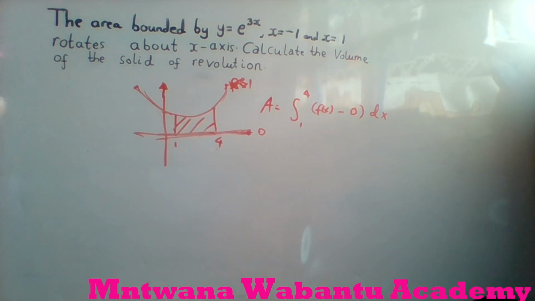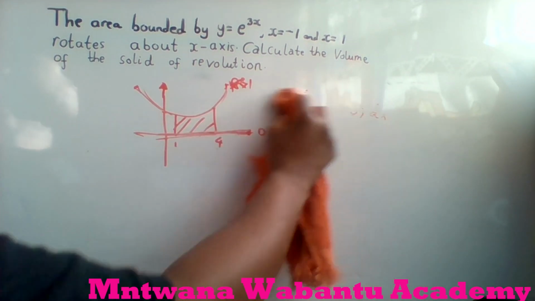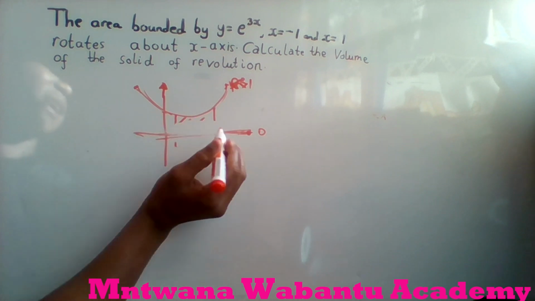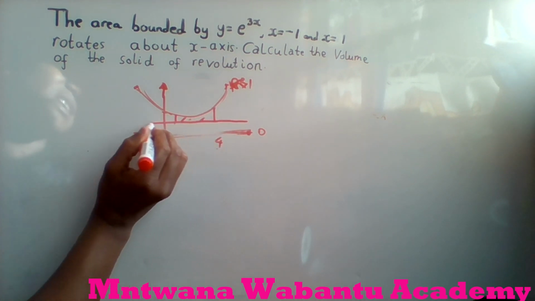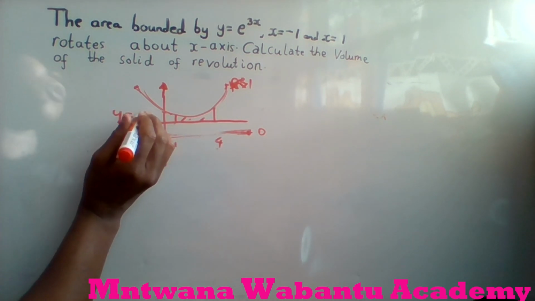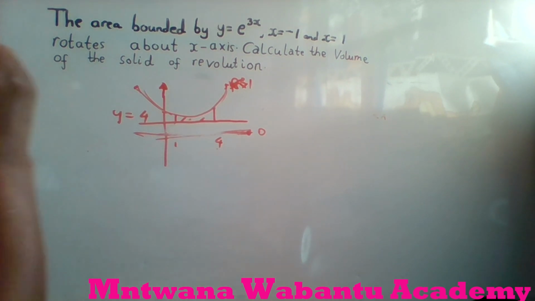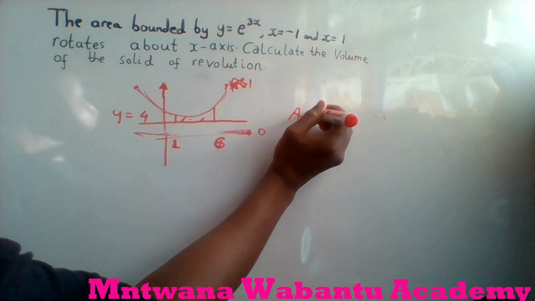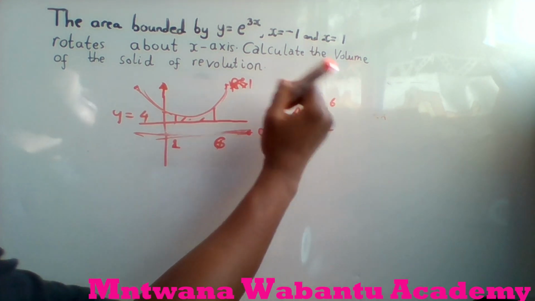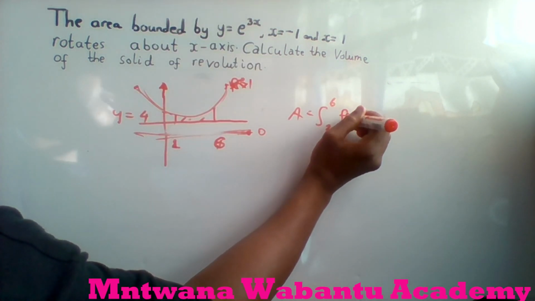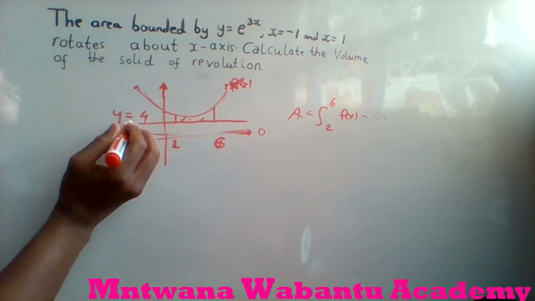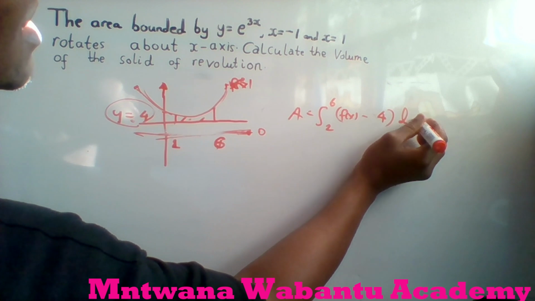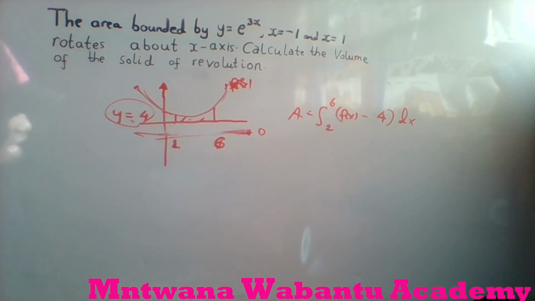Sometimes they're going to give something like this. They say find the area bounded. Now let's say you have another graph, a straight line where y equals 4, and the area bounded is from 2 to 6. The area equals the integral from 2 to 6 of the upper graph, f of x, minus the lower graph, y equal to 4, dx. That's how you get the area bounded between the curve and the line.